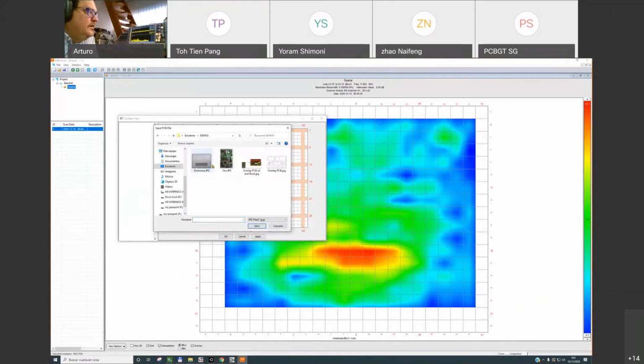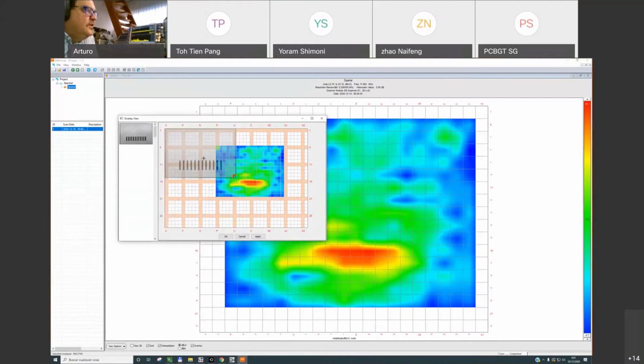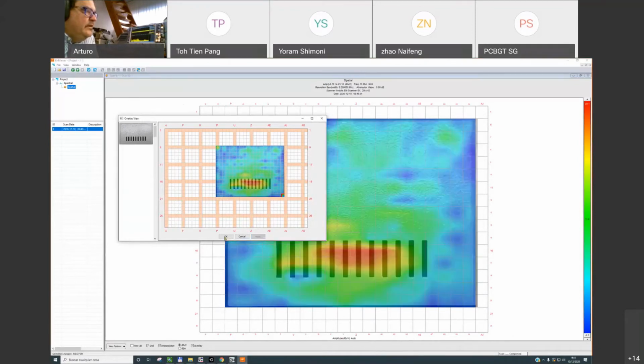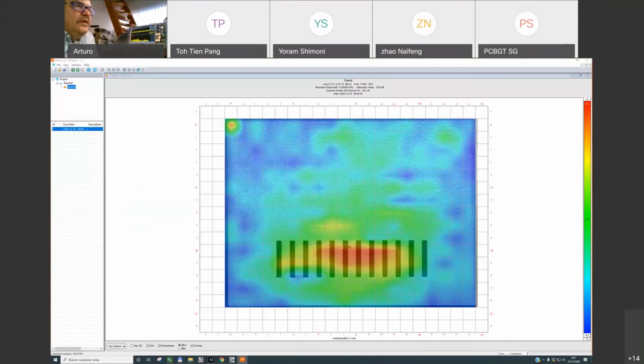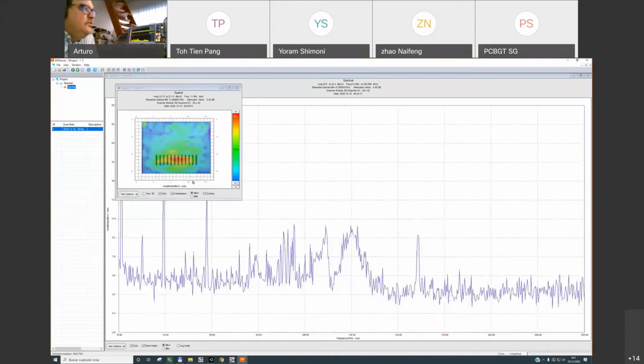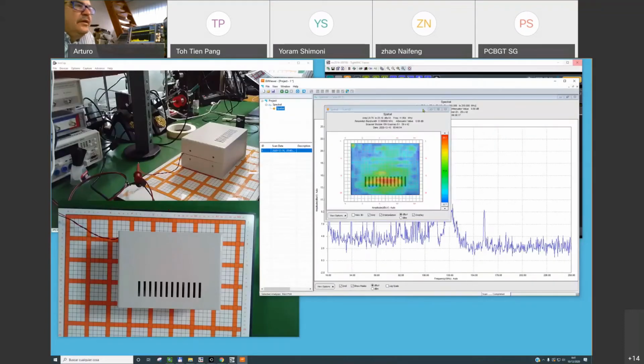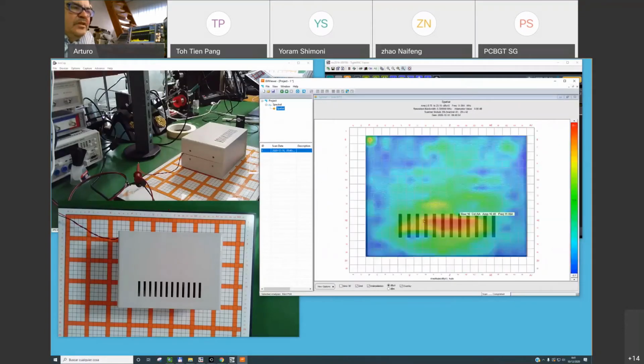Let me go here. This is a picture of the enclosure, and you can adapt the size of the enclosure to the real size of the product. Apply, okay, and then we can see how the emissions are exactly in the area where we have the, let me open here, exactly. Okay, it's exactly in the area where we have the slots, okay?